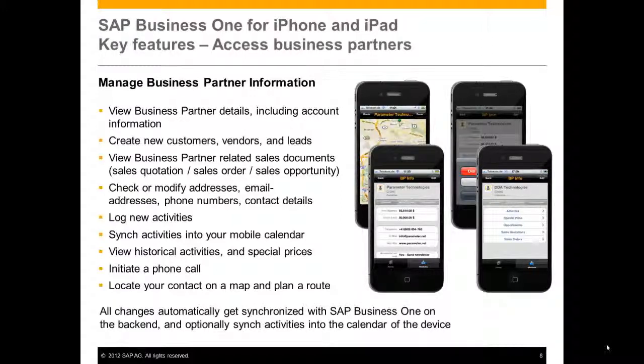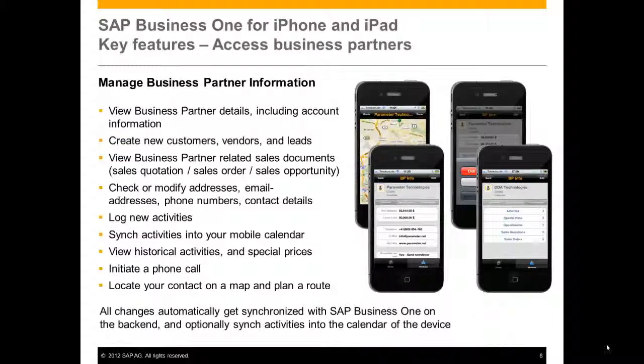In SAP Business One, we include CRM functionality as a standard part of the application. And we use the concept of activities, which most of you are probably aware of. Well, with the mobile application, you can create new activities into the mobile application, and you can synchronize those activities into your mobile calendar. You can also view historical activities, and you can access any special pricing that has been created for the customer.